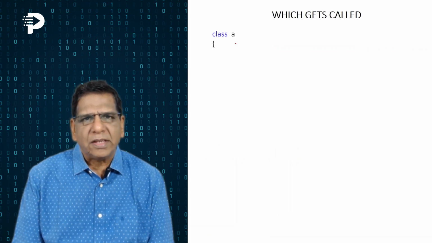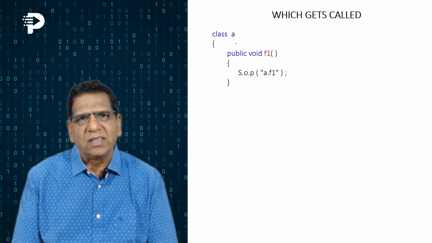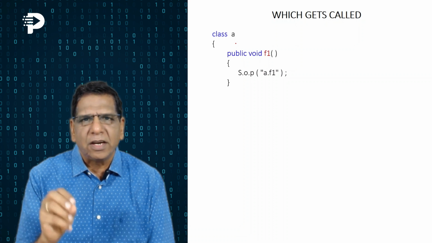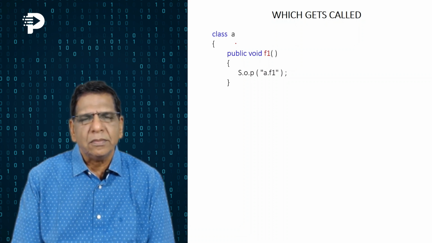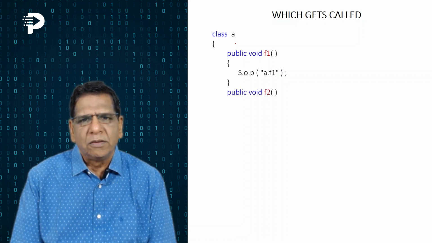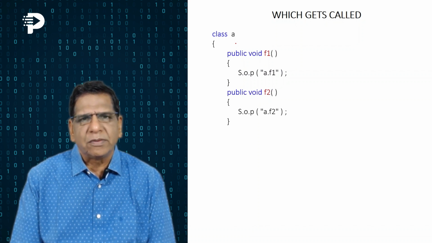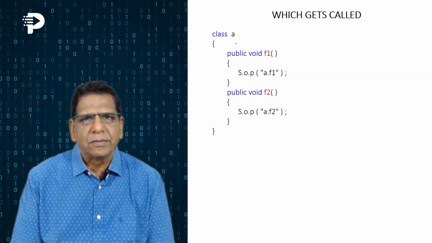Suppose we have a class A containing a function f1, so public void f1 containing, for want of a better message, System.out.println a.f1, indicating that we are in a method f1 belonging to class A. I would also have one more method f2 within which we print out a.f2. Then put the closing brace of class A. So two methods f1 and f2 within class A.